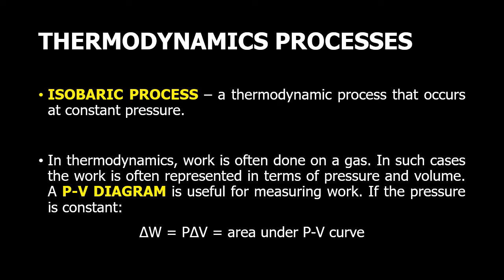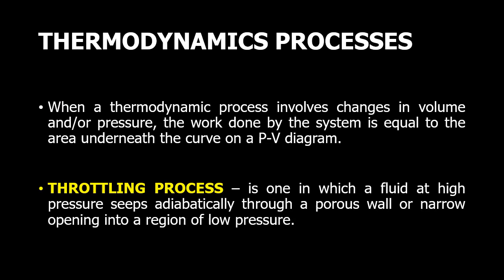So, what are the examples of an isobaric process? Usual examples include boiling water at a constant pressure and other techniques of cooking. When we draw a PV diagram for isobaric processes, the work done by the system is equal to the area underneath the curve on a PV diagram. Throttling processes occur when a fluid at high pressure seeps adiabatically through a porous wall or narrow opening into a region of low pressure, which brings us to the next type of thermodynamic process.